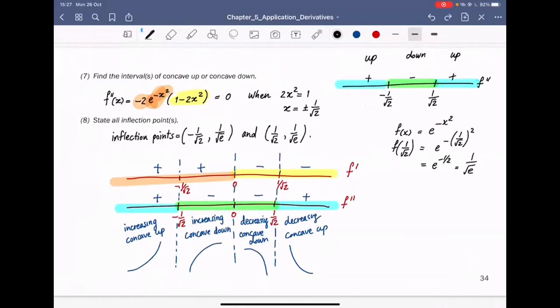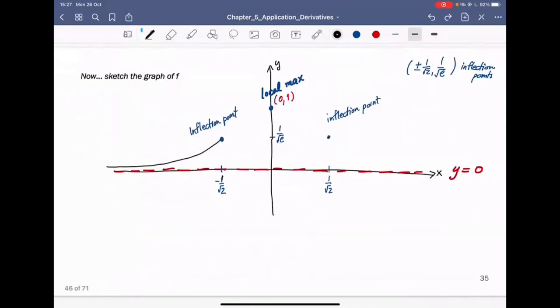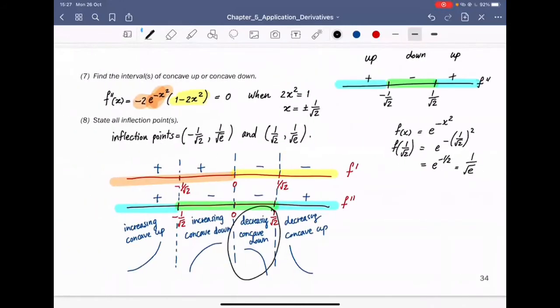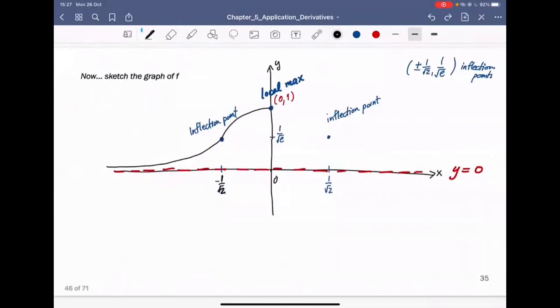All right. From negative 1 over square root 2 to x equal to 0, I'm going to have a function that is increasing but concave down. Perfect. And then next, decreasing and concave down, right? Decreasing and concave down.